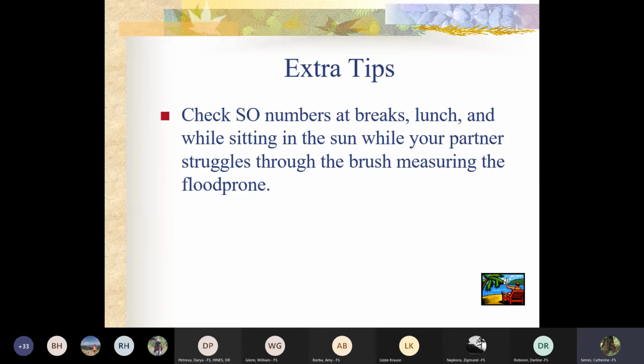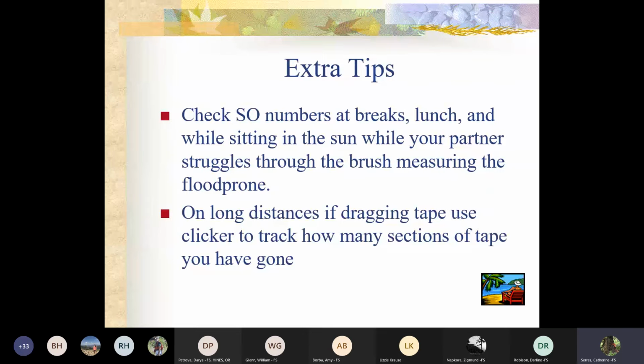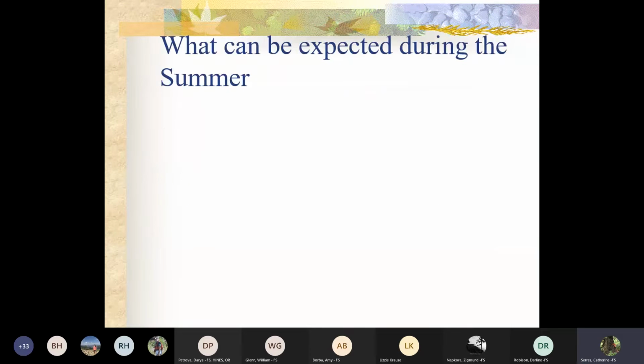And if you're dragging a tape, if you've got a long distance SO, you want to make sure that you're keeping track of how many times you use, say, a 200-foot drag tape on an 800-foot fast water channel unit. You want to keep track of the number of sections. To keep that consistent, try not to go over 1,000 feet on your fast water units and just break it into 2 fast water units back to back. It'll make it easier and you won't skip those sections.